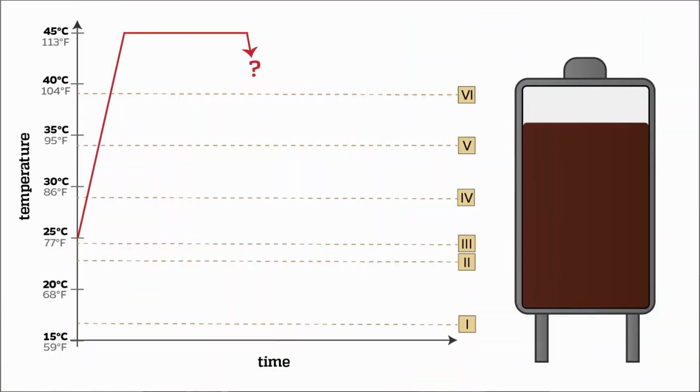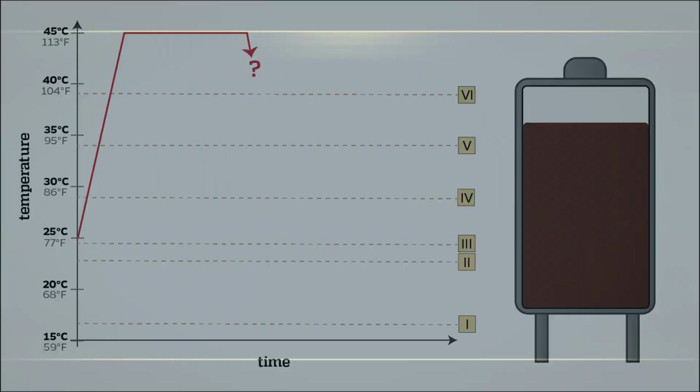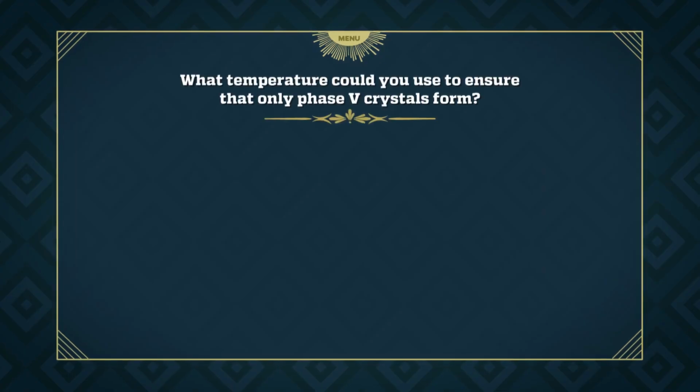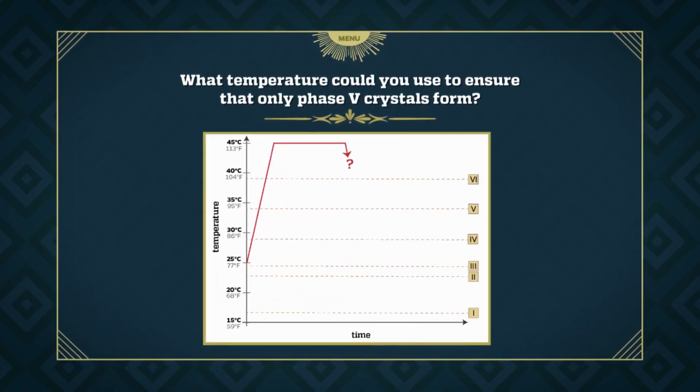So here's a question for you. What if, instead of cooling the chocolate down to room temperature, we cooled it to some different temperature instead? What might be an appropriate temperature to cool the liquid chocolate down to make sure that only phase 5 crystals form and not any of the others? Remember that you can effectively ignore phase 6 chocolate.